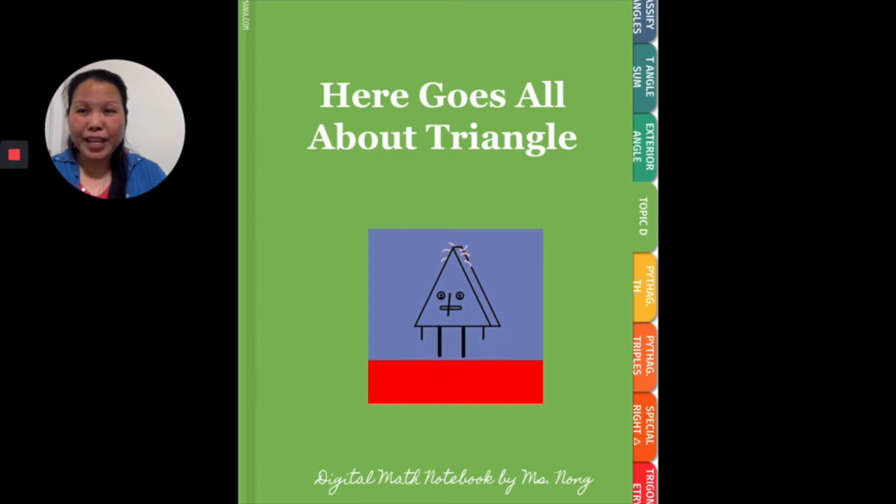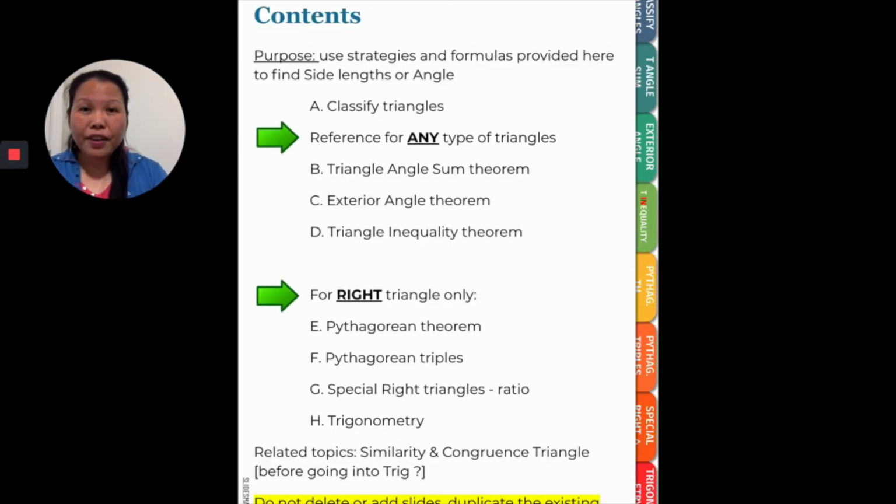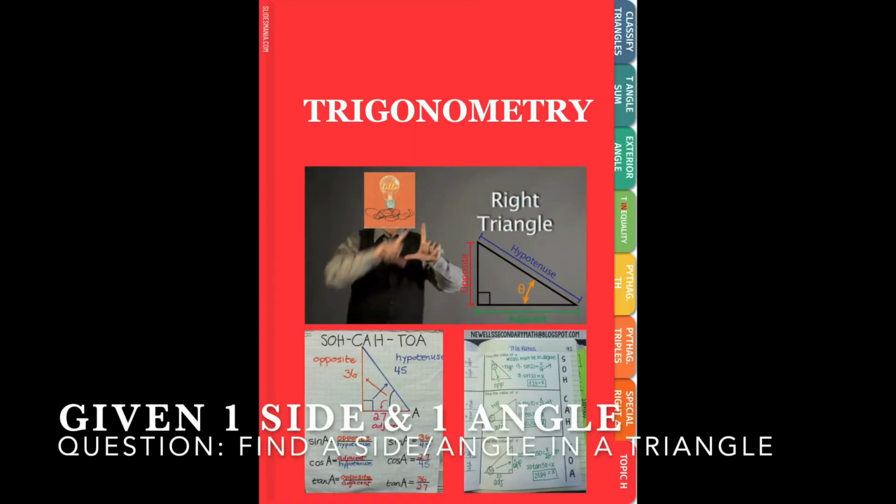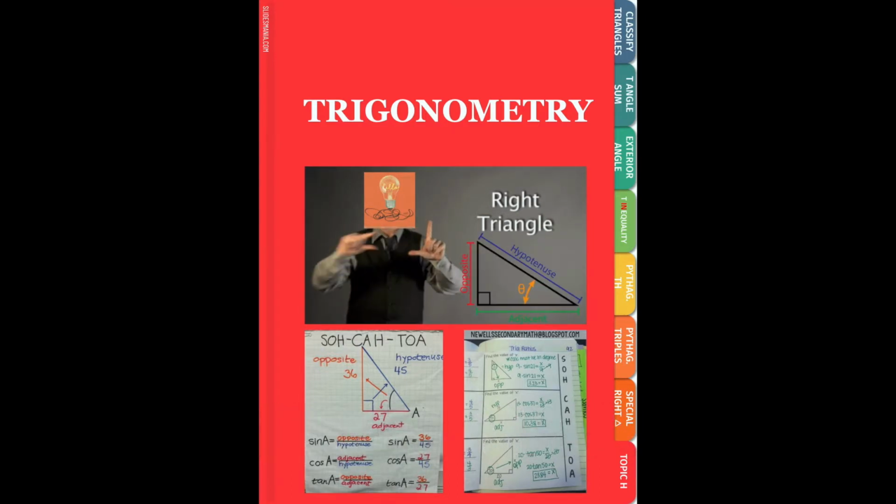Remind you of the digital math notebook you have. We have the content page. We also mentioned the order that you should use in solving for the missing side. If you can use Pythagorean theorem, use it first. Especially when they give you a side and an angle, that should be the light bulb. Light bulb for trigonometry.